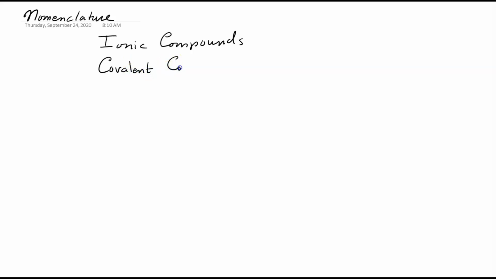Hello everyone. I'd like to have a little summary and background information for all of you regarding nomenclature. So the discussion today will be the issue related to nomenclature. In that, I want to talk about the nomenclature that is used for ionic compounds, and then we'll talk about nomenclature used for covalent compounds, and then we'll talk about nomenclature for acids.